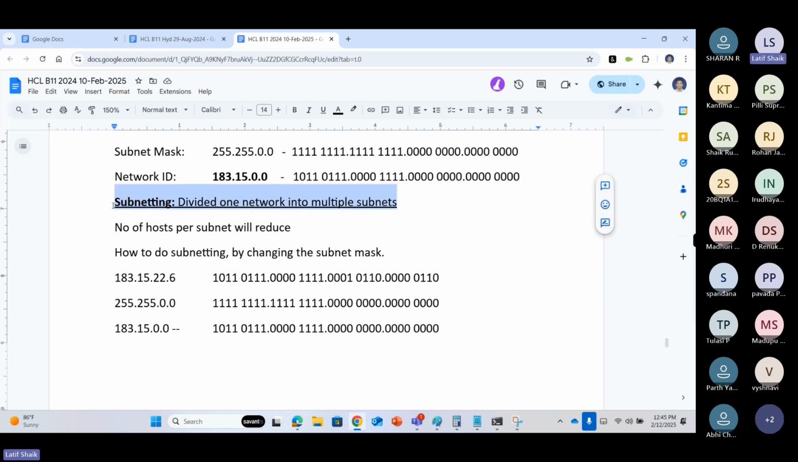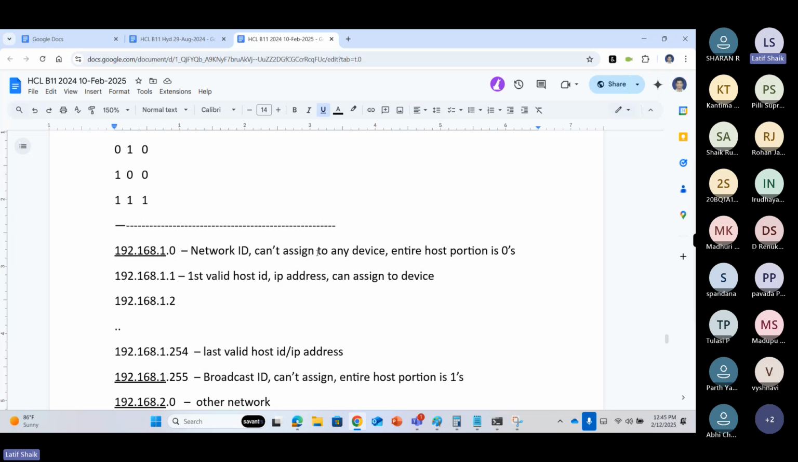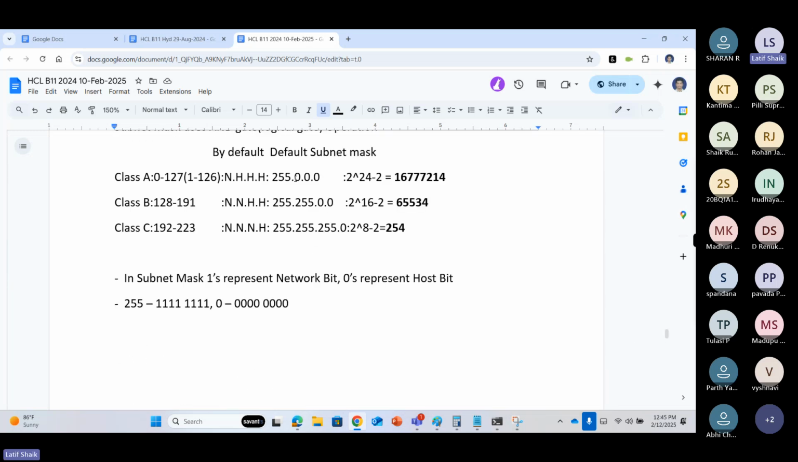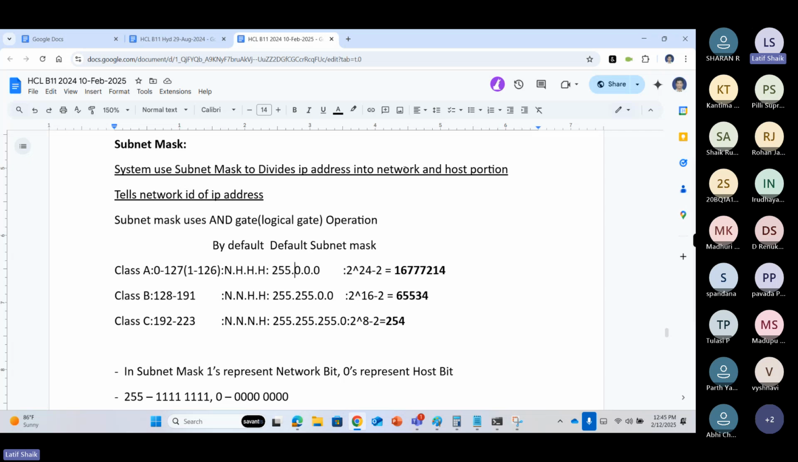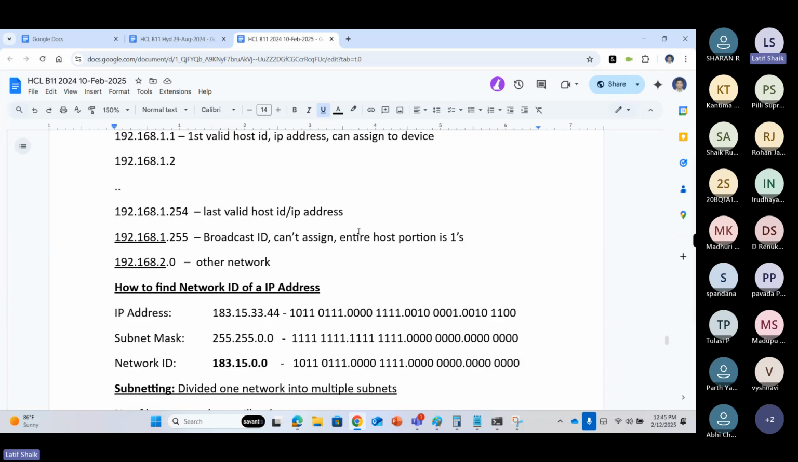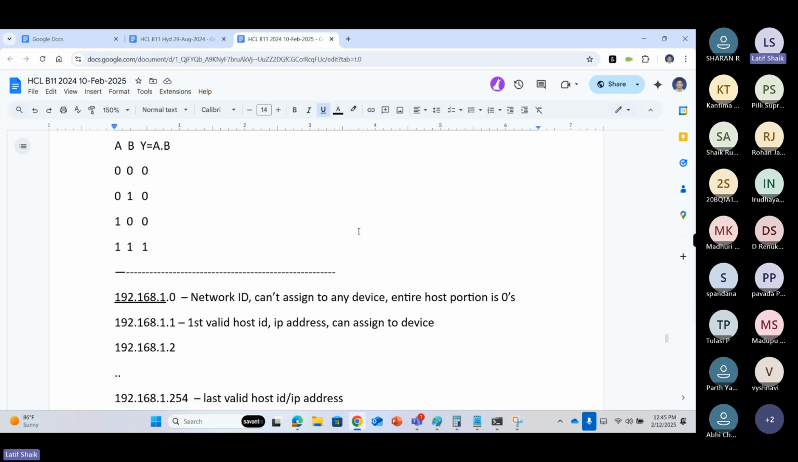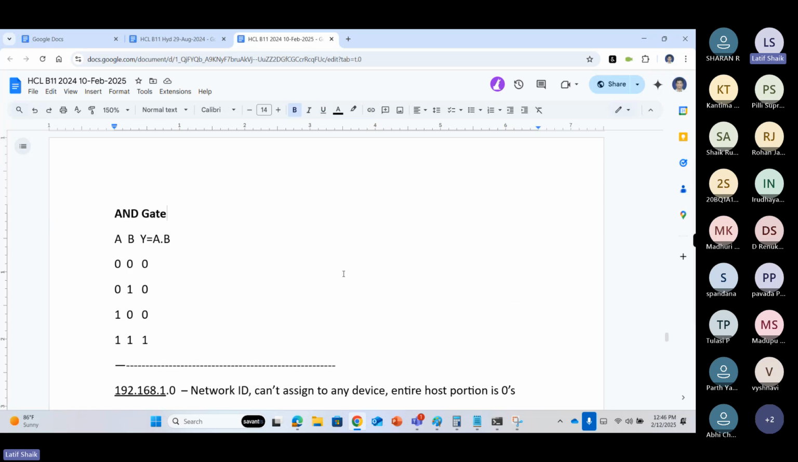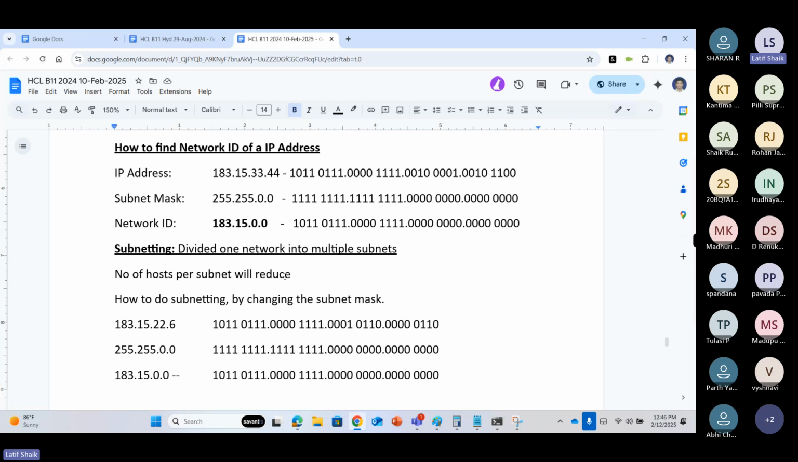Okay, so what is subnetting? We discussed the subnet mask. The subnet mask is used to divide your IP address into network and host portions. From your IP address, you can get a network ID. If the network ID is the same for two devices, they will communicate with each other. So the computer uses this subnet mask to divide network and host portions and find the network ID. It does AND operations between your IP address and subnet mask to get the network portion.